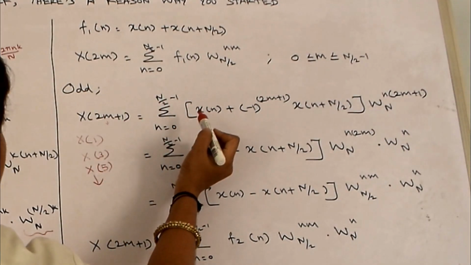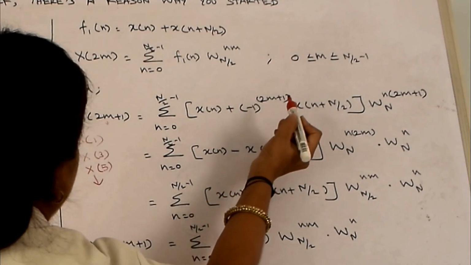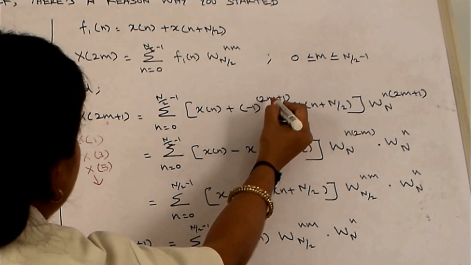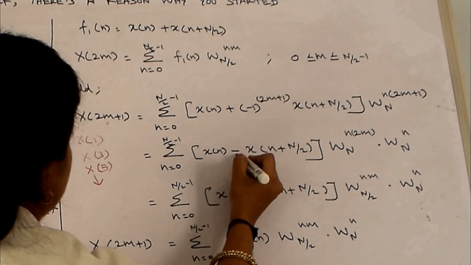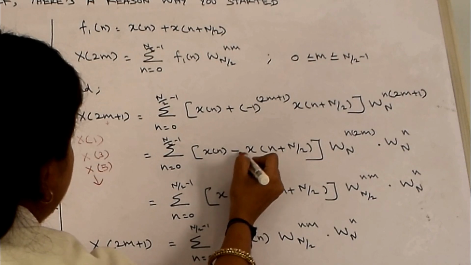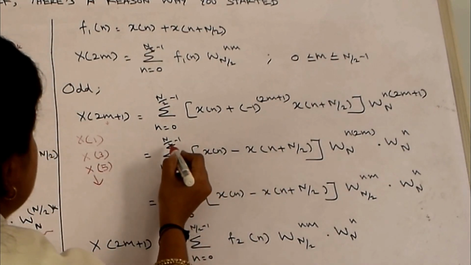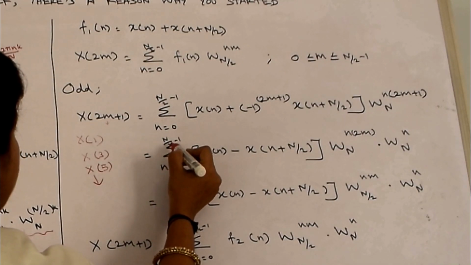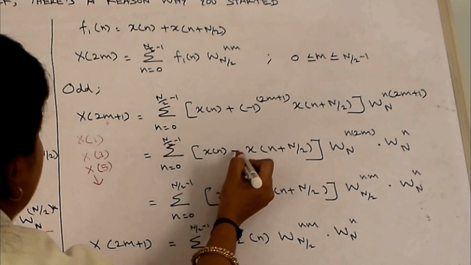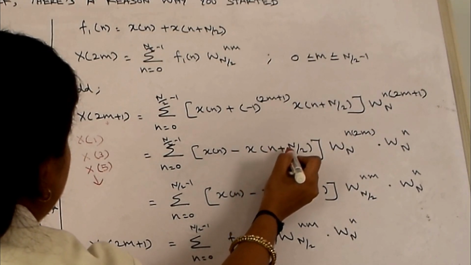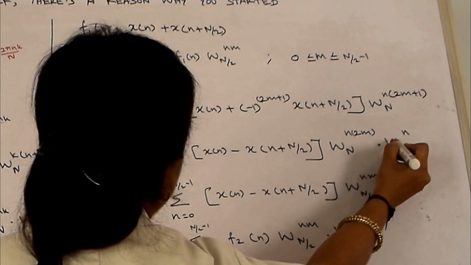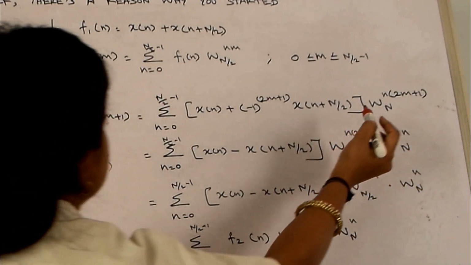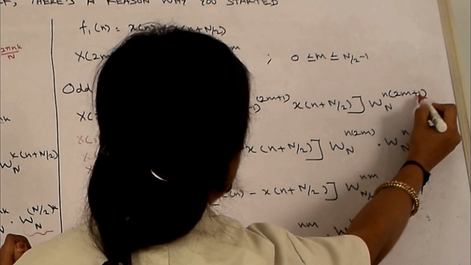So instead of k, I am substituting 2m plus 1. For any value of m, the odd term will give you minus 1. That's why I am writing the minus sign here. Rewrite this equation as summation n equal to 0 to N by 2 minus 1, x of n minus x of n plus N by 2, W_N power n into 2m, into W_N power n. Here instead of k we have substituted 2m plus 1.